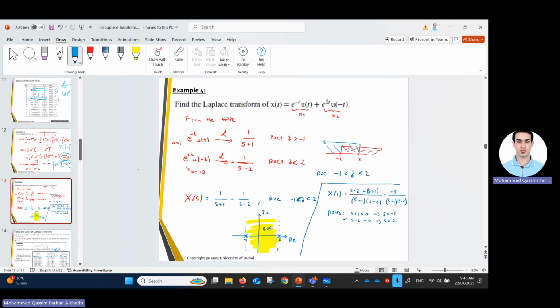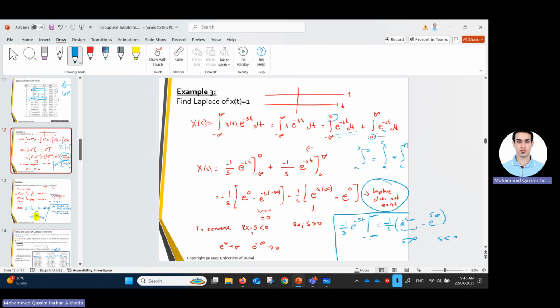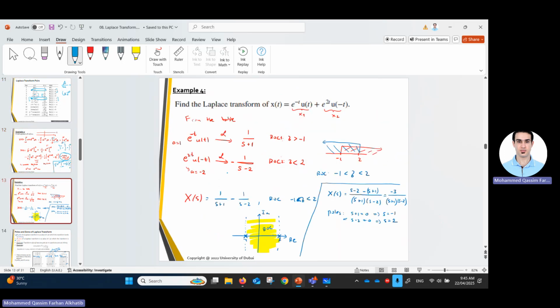Then the other one here, e to the power 2t u of -t. You have it here, so a is -2 in this case. And you will get -1 over s plus a, which is s minus 2 here. That's the transformation, and I have a negative sign. The region of convergence is s less than 2.